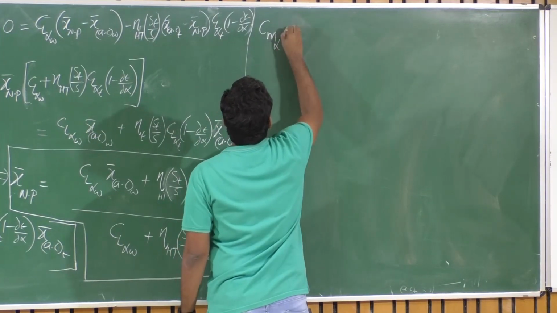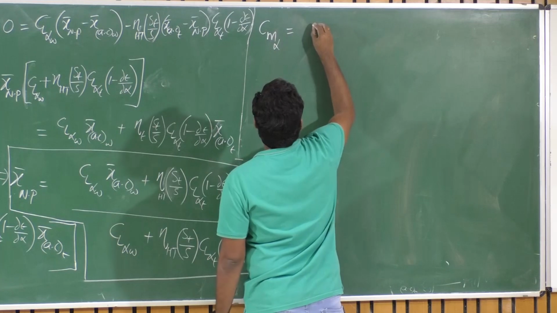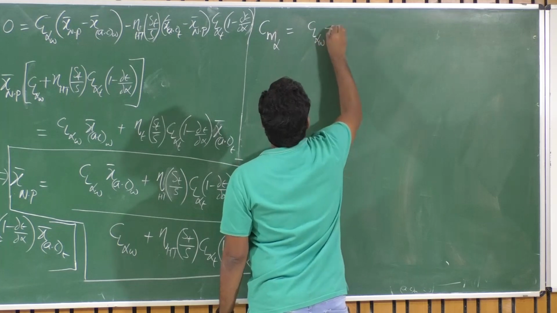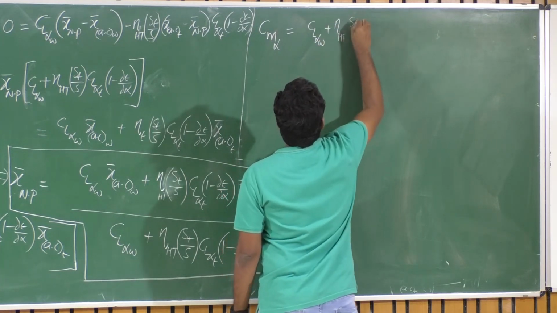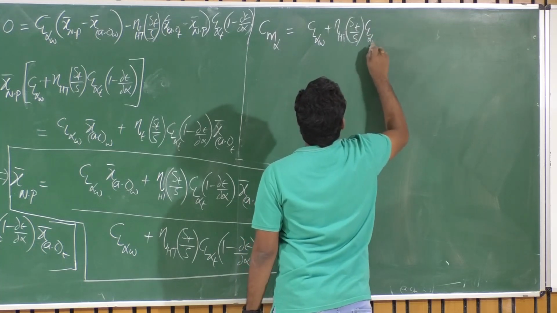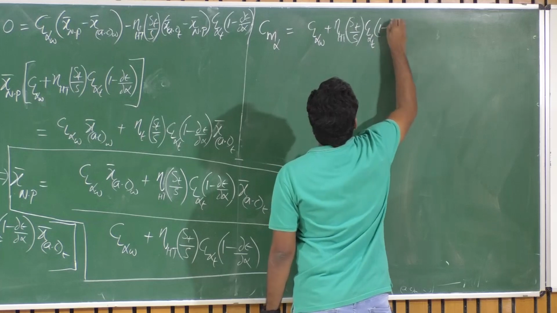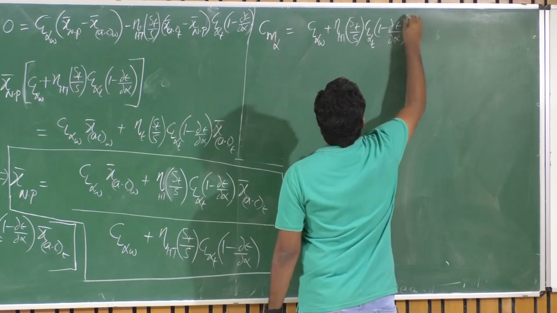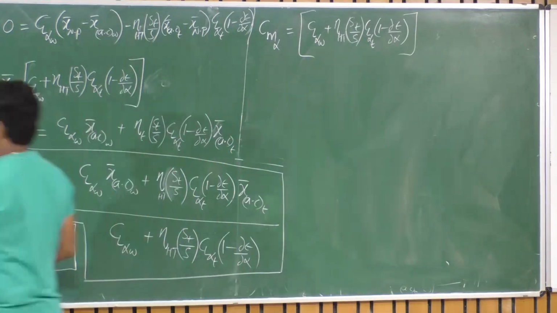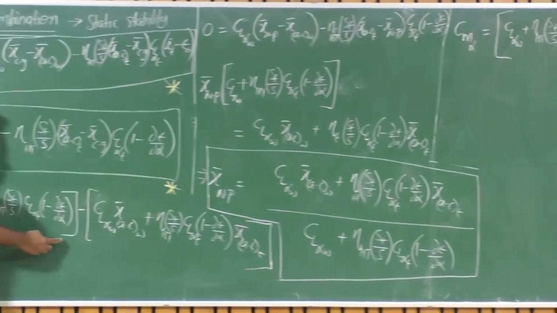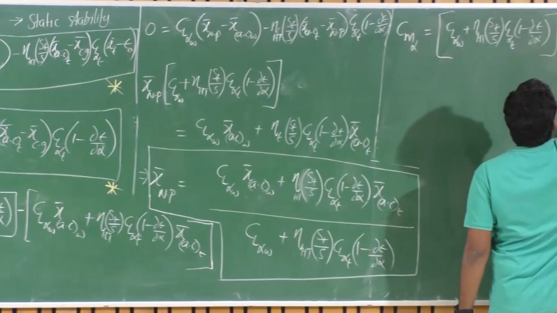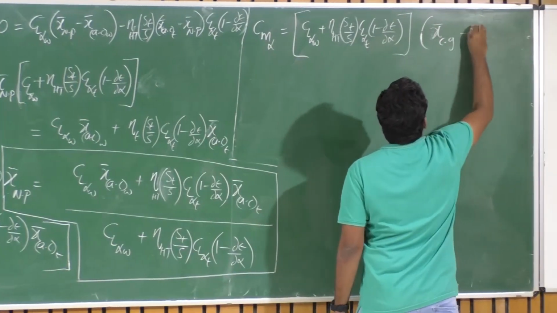So what I have is Cm alpha of the aircraft is equal to Cl alpha of wing plus eta of horizontal tail St upon S times Cl alpha of horizontal tail times 1 minus dou epsilon by dou alpha. Is that what this denominator is? And you have the same terms here. I am taking that common, multiplied by x bar Cg minus x bar NP.